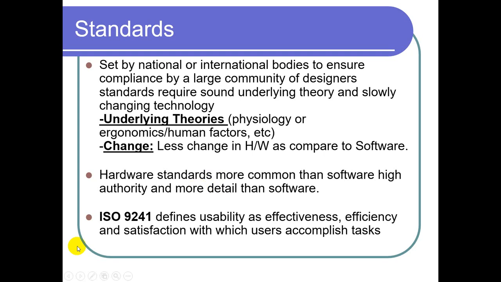So that means, in fact, the hardware has more detail and more authority in it as compared to the software. But again, the book talks about ISO 9241, and it says that this defines usability, as we are studying usability, as the effectiveness, efficiency, and satisfaction with which users accomplish a task. That means a user must feel that the software will be usable if the task is done in an effective manner, in an efficient manner, and the user is satisfied. So this is a standard given to me for a specific software property, that is usability. Now I must know what this effectiveness, efficiency, satisfaction is. So now check.